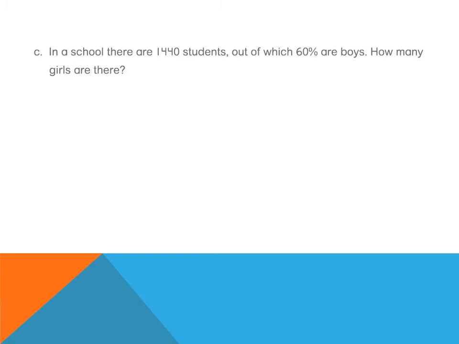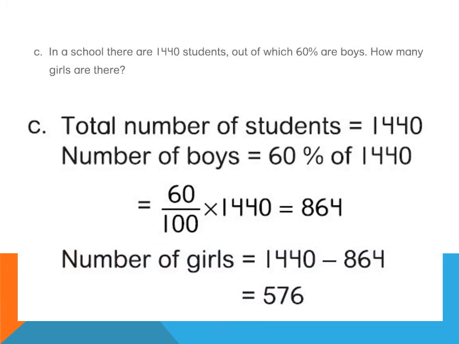Pause the video for a few minutes. Try this out yourself. Now let us move on to the answer. Total number of students equal to 1440. Number of boys equal to 60% of 1440 equal to 60 by 100 into 1440, which will amount to 864. So the number of girls will be total number of students, that is 1440, minus number of boys, that is 864, which will be equal to 576.